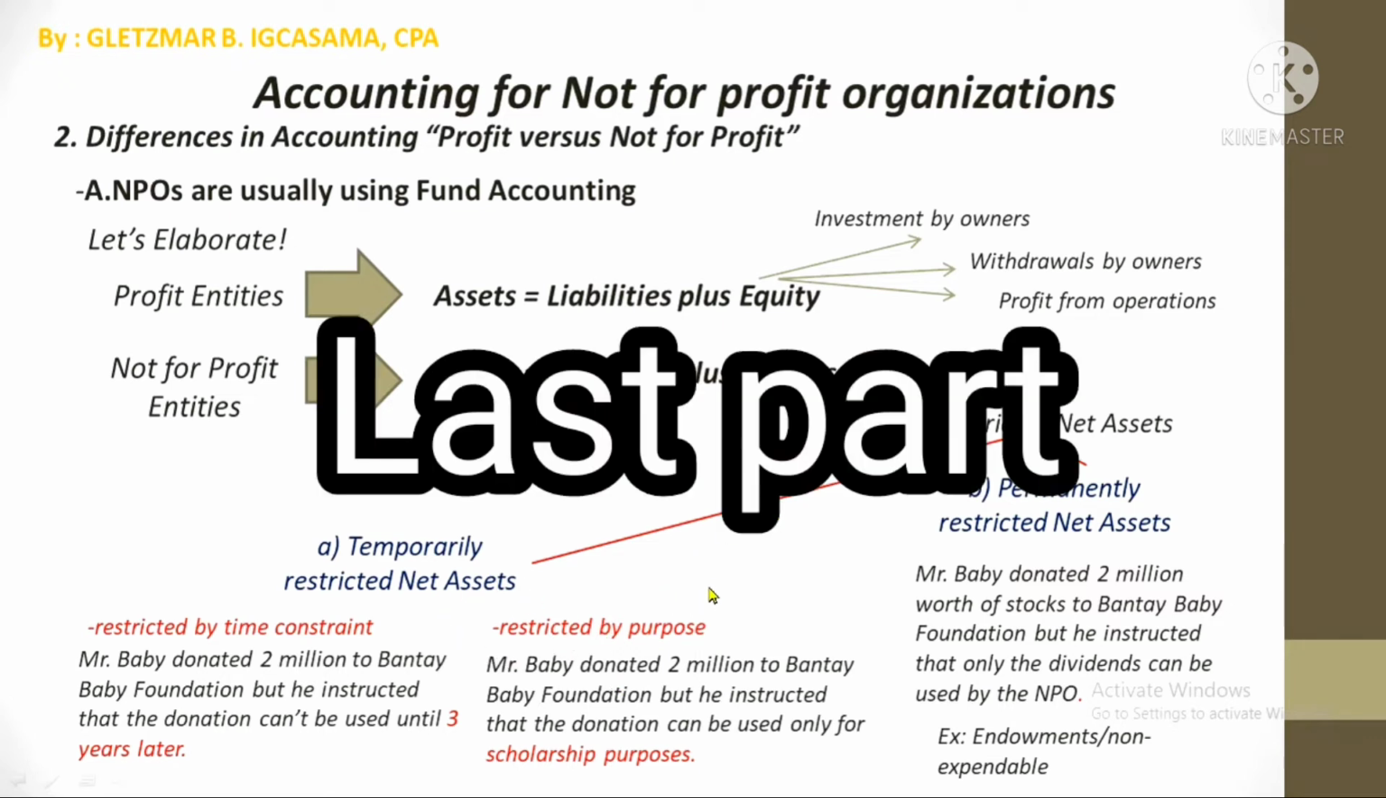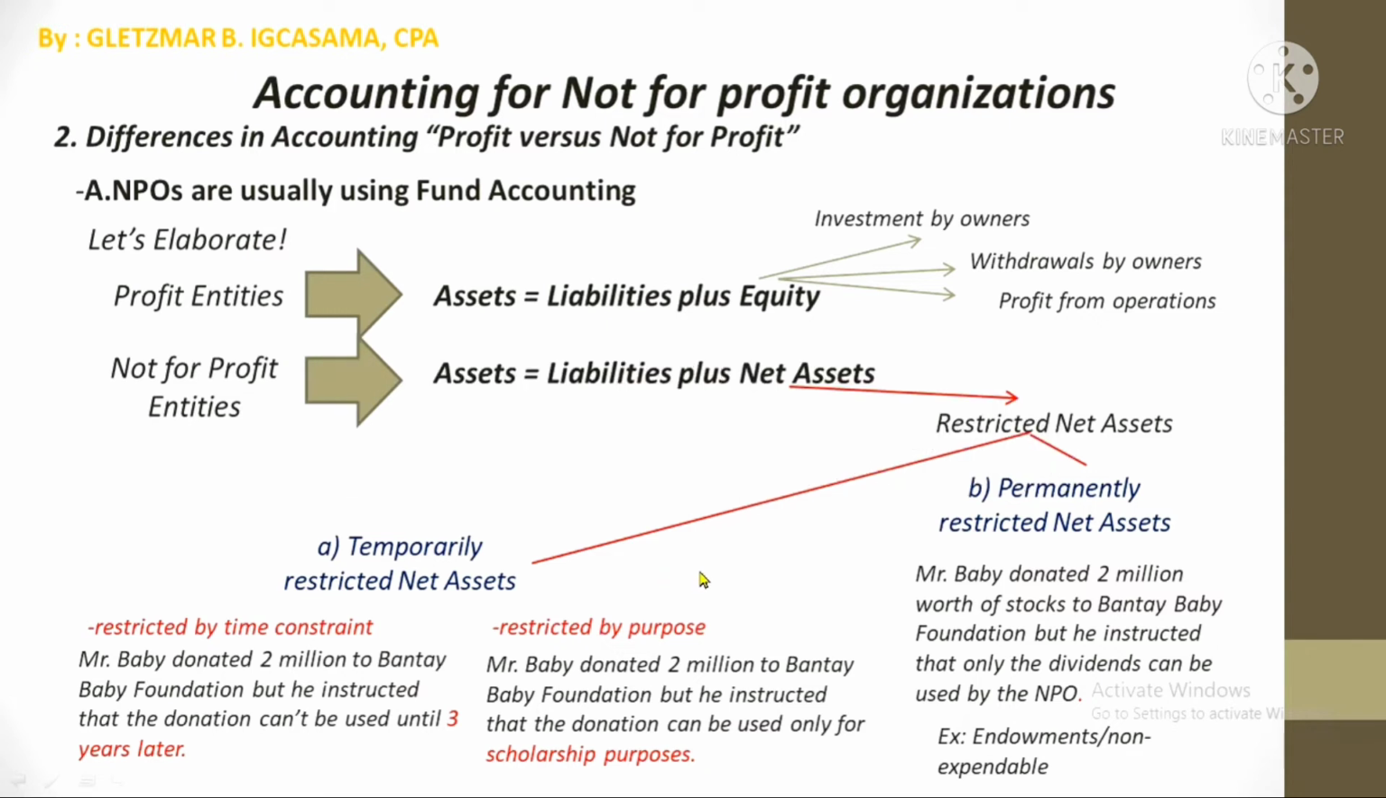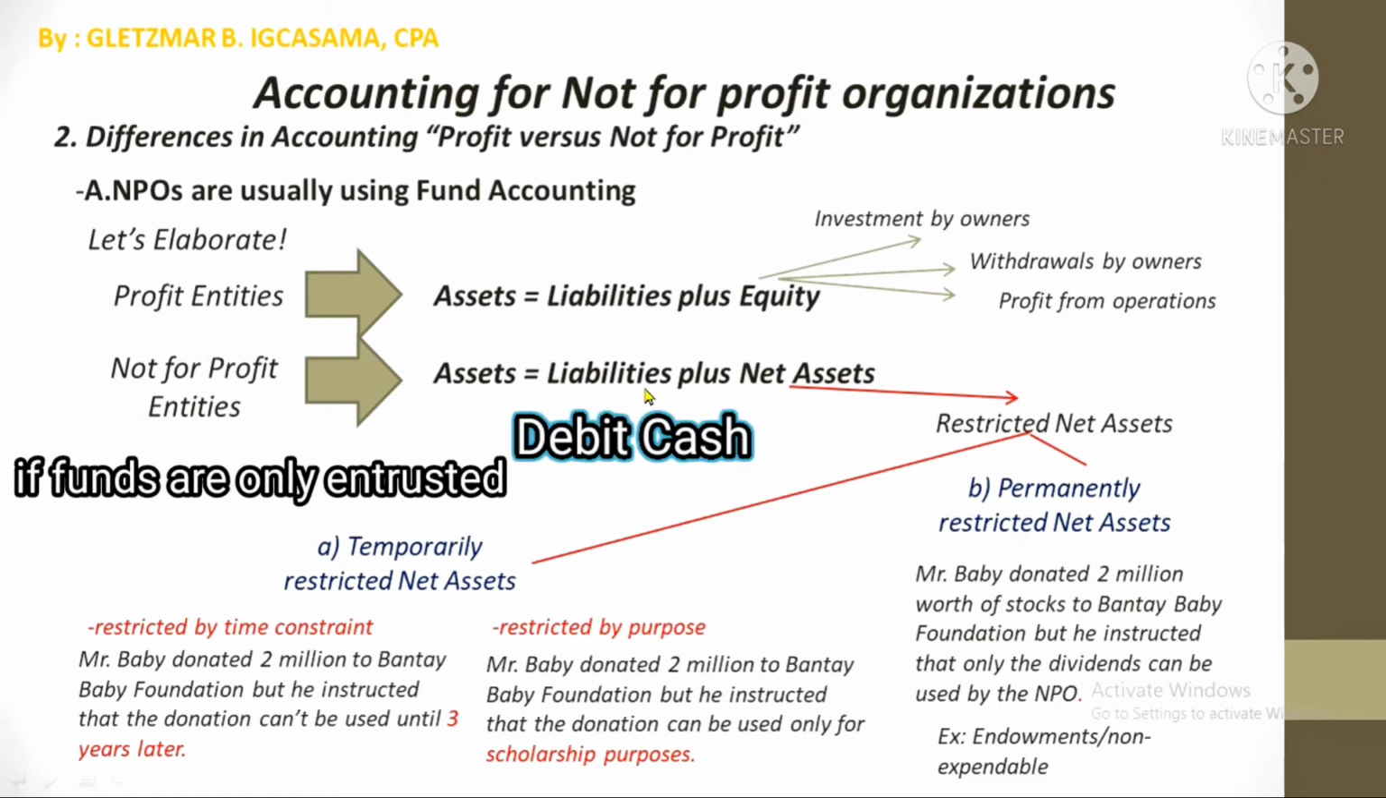Before we end this topic, I would like to emphasize that NPOs can also receive funds, but they're just going to be the custodian of those funds. They cannot use the funds for their own programs, and even if the fund entrusted to the NPO earns some interest or dividends, such interests or dividends can still not be used by the NPO. If such is the case, then the NPO should debit cash and then credit liability.